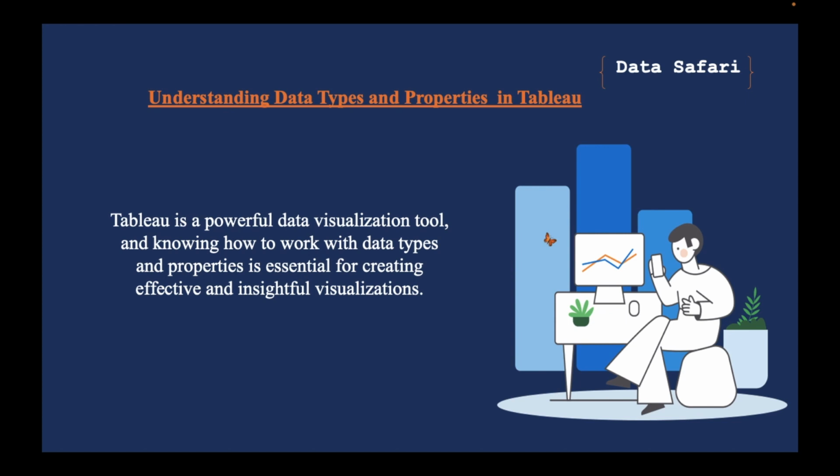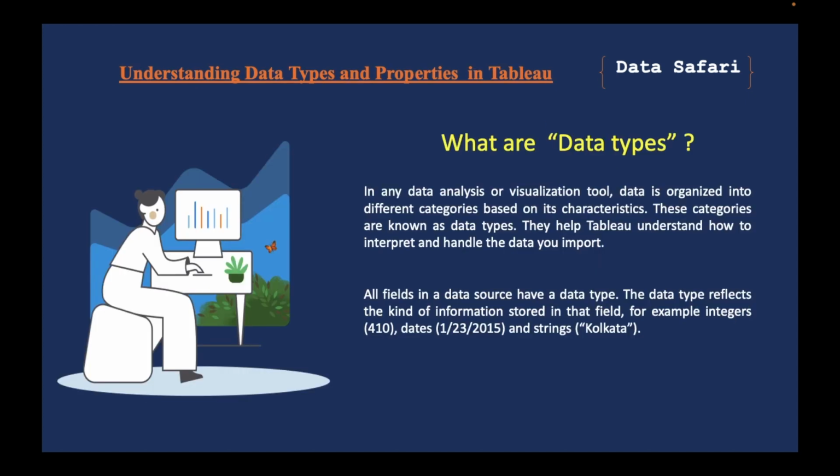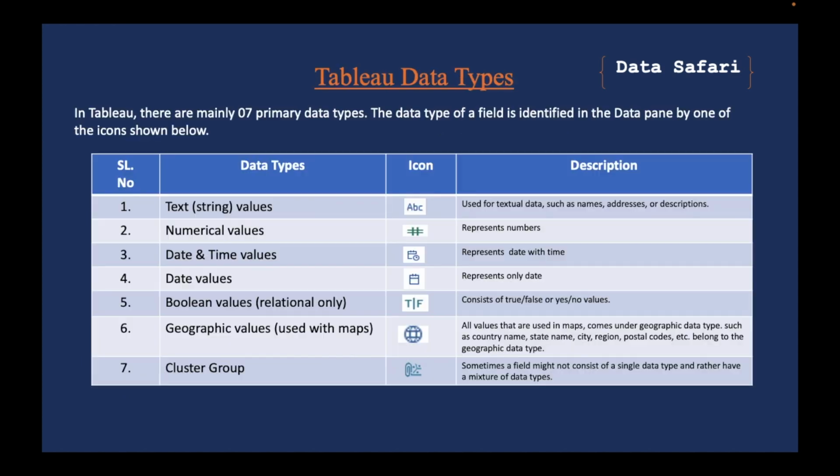Before we explore Tableau's data types, let's clarify what these data types are. In any data analysis or visualization tool, data is organized in different categories based on its characteristics. These categories are known as data types. They help Tableau to understand how to interpret and handle the data you import. In Tableau, there are mainly 7 primary data types.